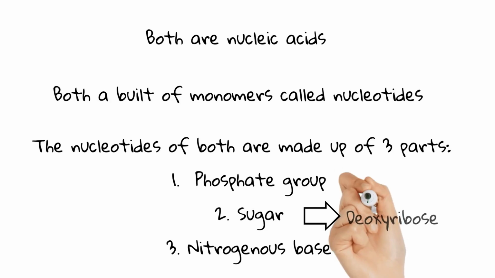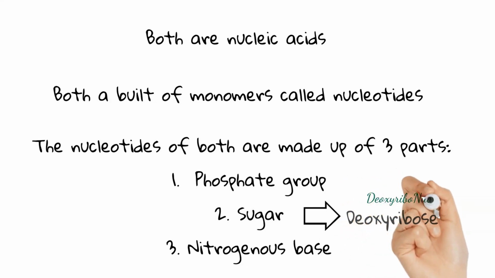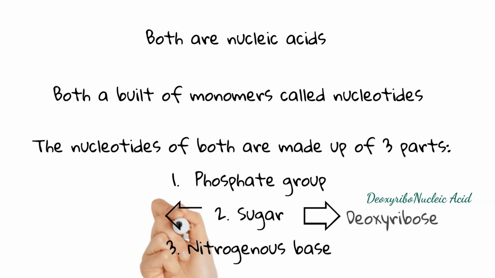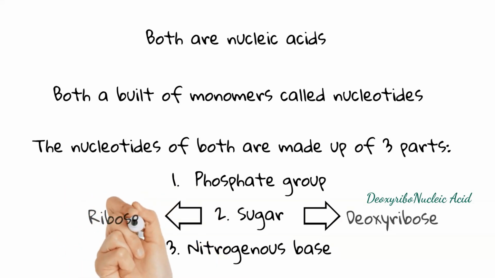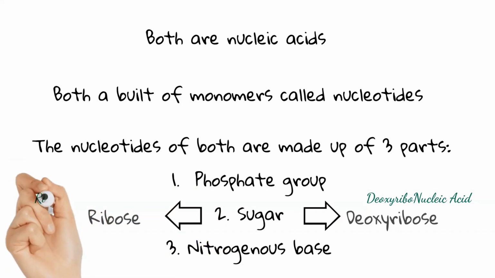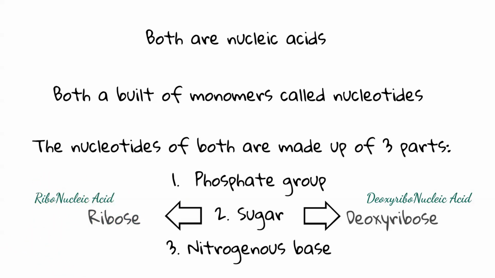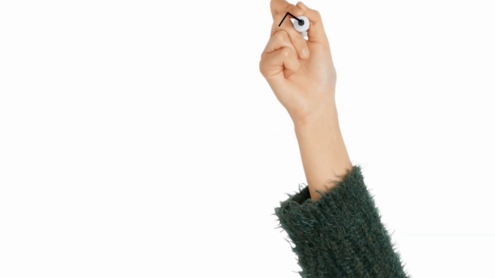And that's why we have the name deoxyribonucleic acid, right? DNA. In contrast, RNA is made up of a ribose sugar, hence the name ribonucleic acid. Now, the nitrogenous bases between these two are pretty similar. We see some similarities and one minor difference, right?